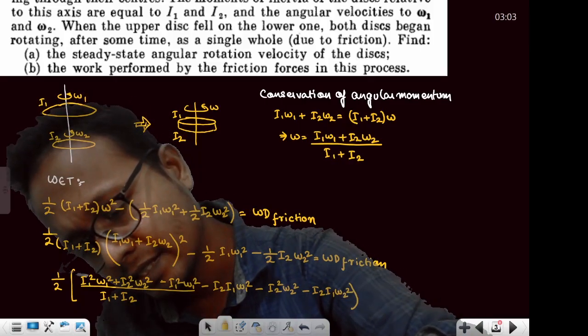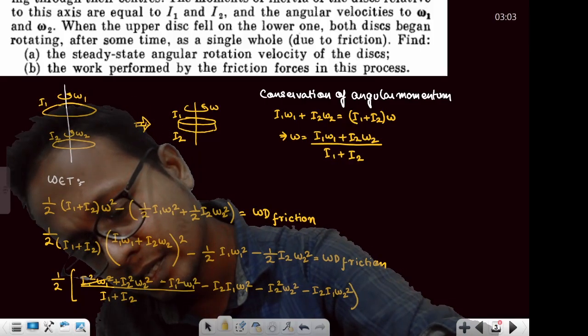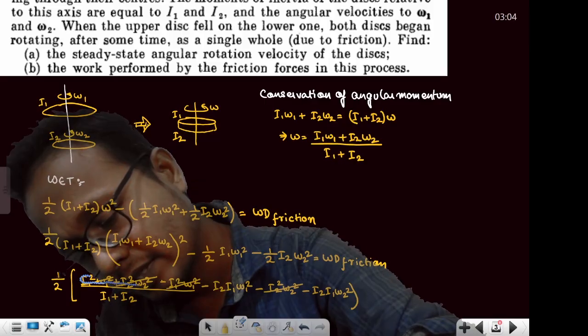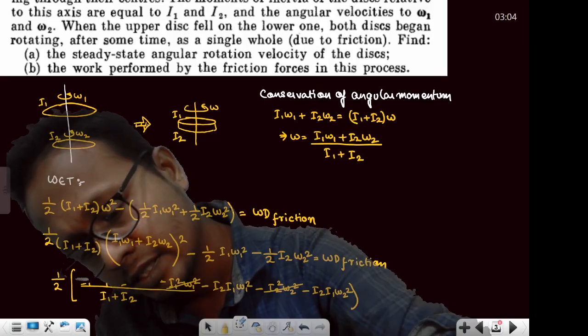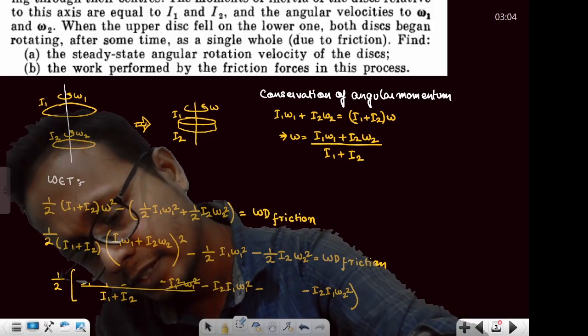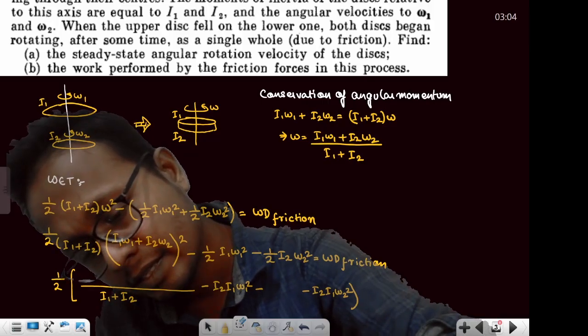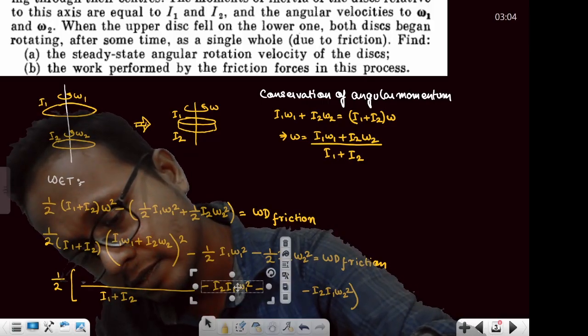And what will get cancelled? I1 square omega 1 square and minus I1 square omega 1 square, and I2 square omega 2 square and minus I2 square omega 2 square are getting cancelled. So let's cancel out these terms. Let's make it neat and clean and bring this term out here.